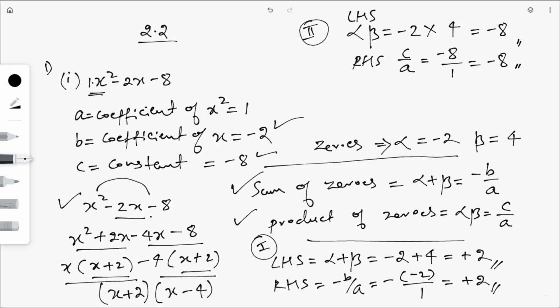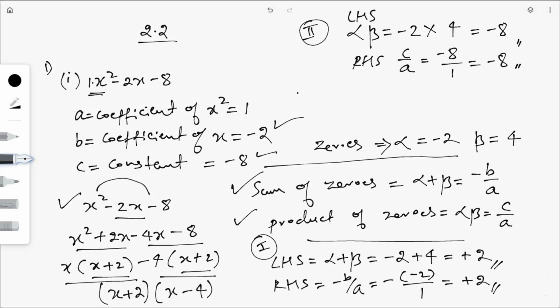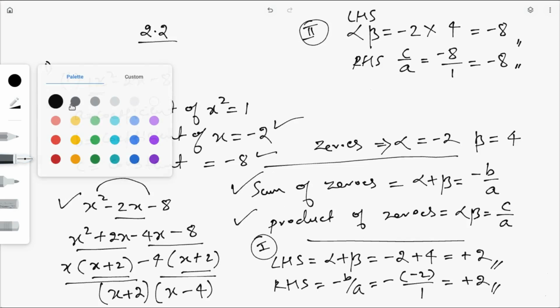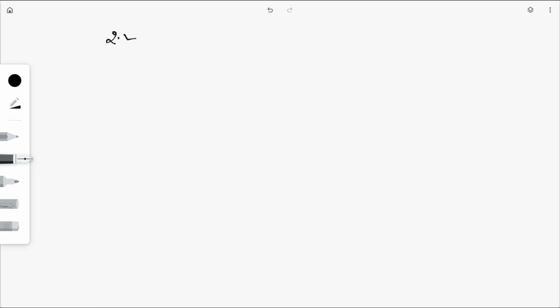So these steps you need to follow for all the remaining problems. For all the remaining problems, first find the zeros, write down the coefficients, and then verify this relation. Okay, you need to verify this relation. First write down LHS and then RHS, similarly LHS and then RHS. Fine.